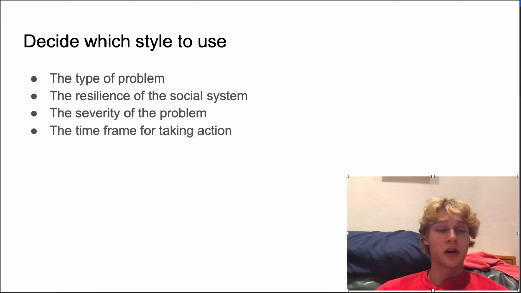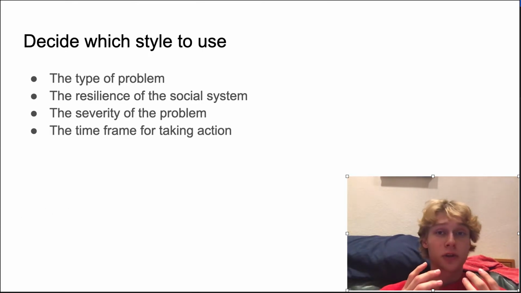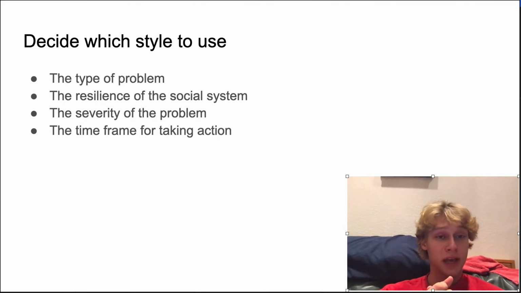Going along with the topic of the 4 leadership styles is the factors that go into actually deciding which leadership style you want to use for your certain situation. And this includes the type of problem, the resilience of the social system, the severity of the problem, or the time frame for taking action. And you could say one becomes more autocratic in these decisions when the issue is likely to overwhelm the current resilience of the group.